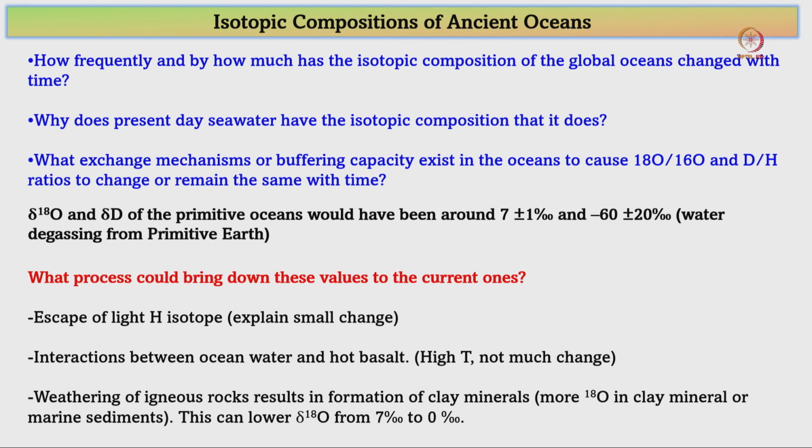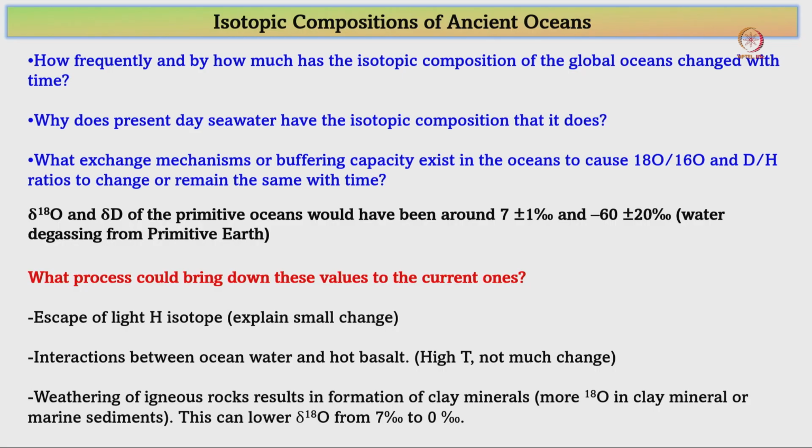Now, what is the isotope composition of the ancient ocean? That was our question, right. So, the main questions that we are going to ask is, how frequently and by how much has the isotopic composition of the global ocean changed with time? Okay, how frequently has this changed with time, and how much? Is it 1 parts per mil, 5 parts per mil, how much is that?